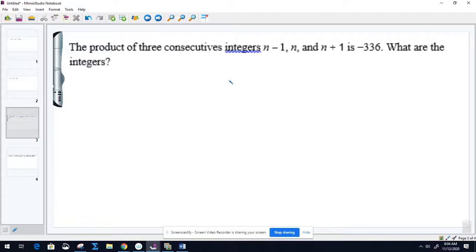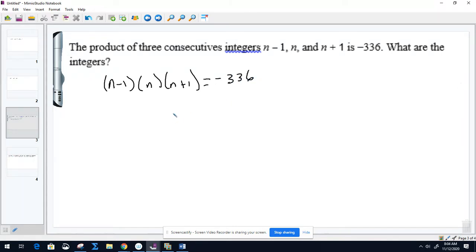Okay, so there's going to be some word problems as well. The product of three consecutive integers, n minus 1, n, and n plus 1, is negative 336. What are the integers? The product of three consecutive integers means that we're multiplying them. So it'd be n minus 1 times n times n plus 1, and that's equal to negative 336.